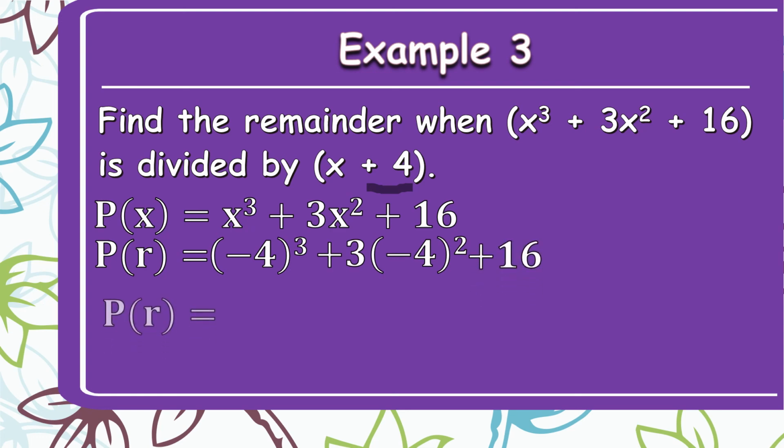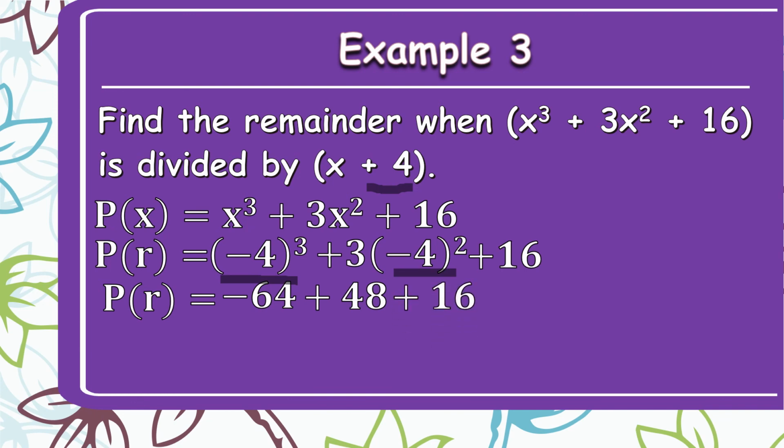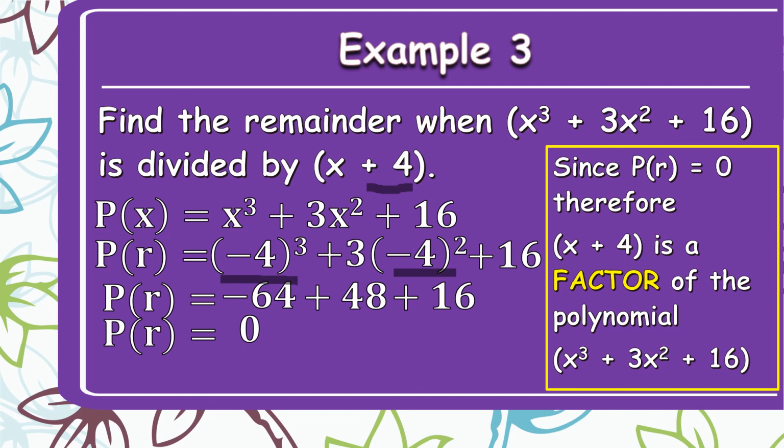Then, solve na natin. P of r, negative 4 cubed is equal to negative 64 plus 3 times negative 4 raised to 2. So, unahin muna natin to. Negative 4 raised to 2 is equal to 16 times 3 is equal to 48. Then, plus 16. So, next naman natin na gagawin is yung p of r natin is equal to i-add na natin yung lahat. Negative 64 plus 48 plus 16 is equal to 0. Since 0 ulit yung nakuha nating p of r, therefore, x plus 4 is a factor of the polynomial x cubed plus 3x squared plus 16.